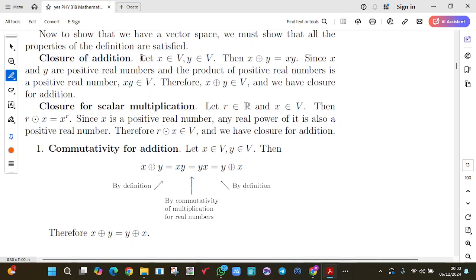Read this statement now. This one is saying that let X belong to vector space V. Let Y belong to vector space V. Then our definition of that summation sign is saying that whenever you get X, you get Y, you multiply them, just XY.